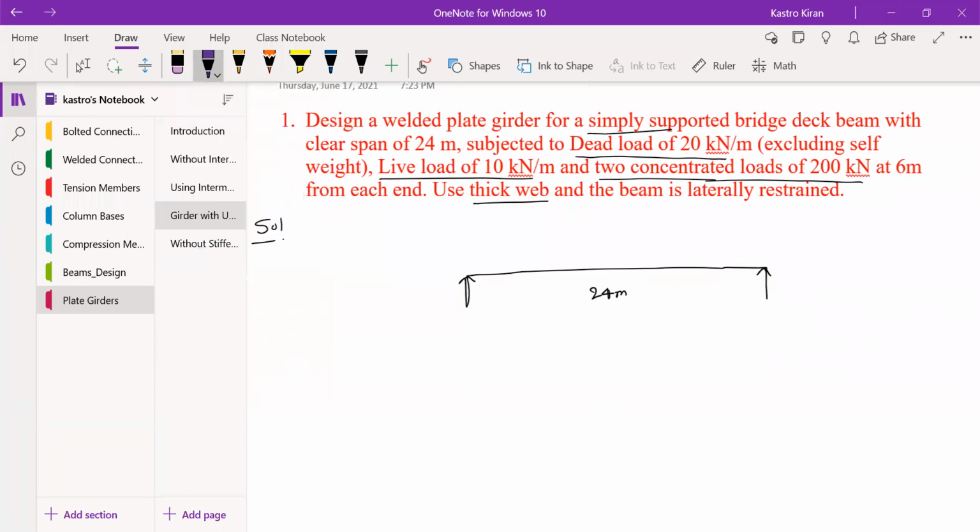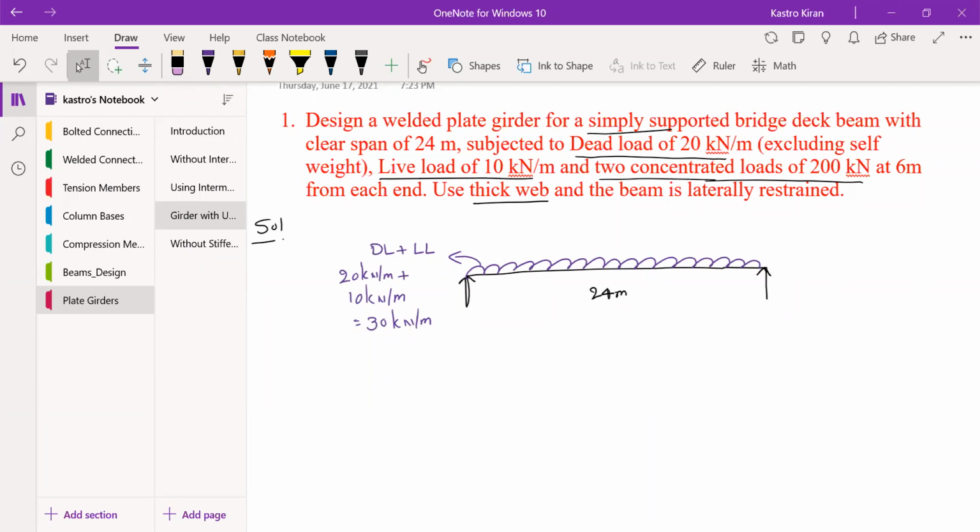On top of the simply supported beam, you have the dead load and the live load, which is a uniformly distributed load. So this is a combination of dead load plus live load, which is 20 kilonewtons per meter and 10 kilonewtons per meter. This is the uniformly distributed load acting on the member. On the whole, you have 30 kilonewtons per meter as the total uniformly distributed load on the member.